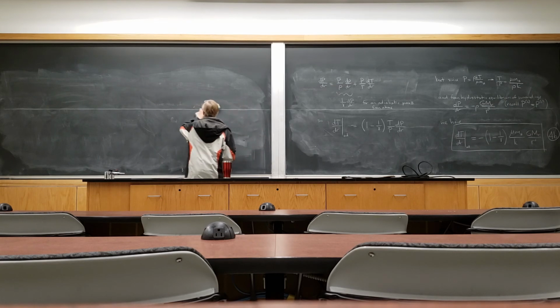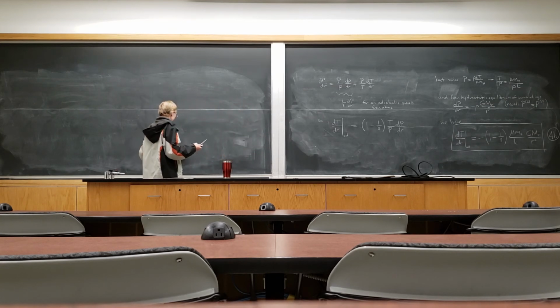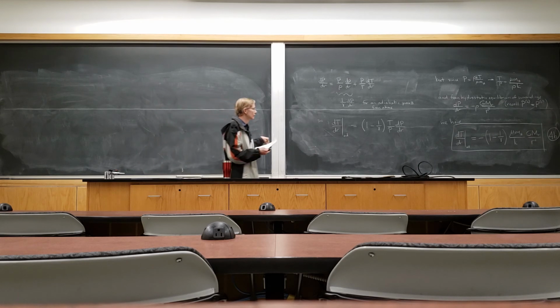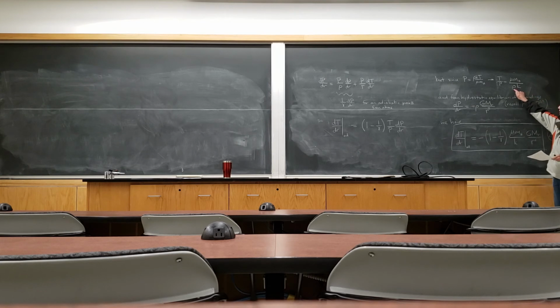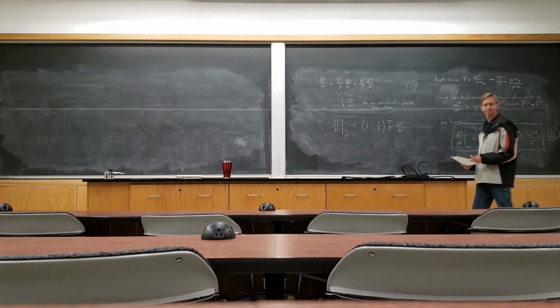Where did the negative rho go? A minus sign here because of that. I see that, but where did the rho go? It canceled out because T over P has 1 over rho in it, and dP/dr has rho in it, so rho canceled out for us. That was nice of it. Get rid of the density difference.